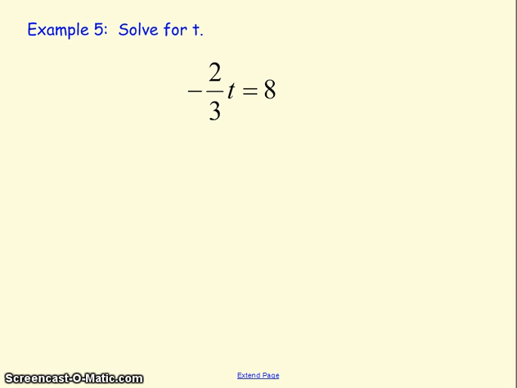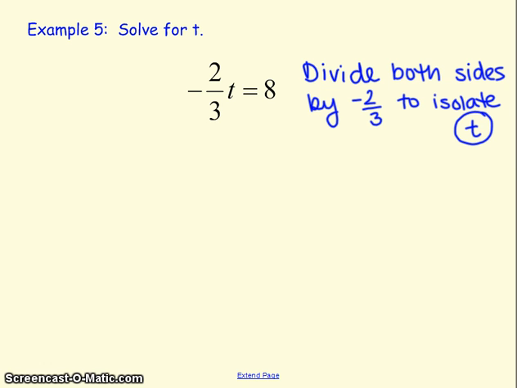So in this next problem, we have to solve for t. And t has a coefficient of negative 2/3, a fraction. So we know that what we have to do is divide by negative 2/3. But the thing about dividing by a fraction is that that really means that you should multiply by the reciprocal of that fraction. So I'm going to do that.